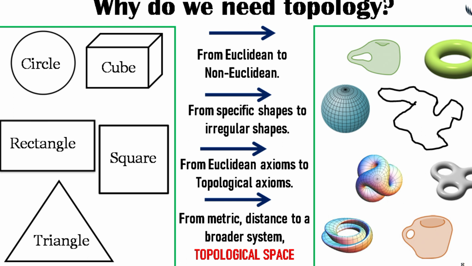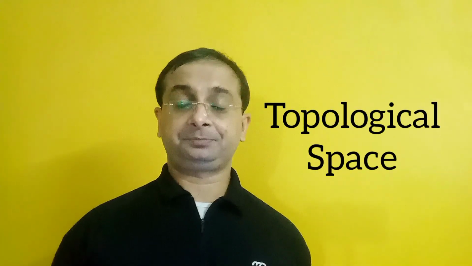So the circle, cube, rectangle, square, triangle, all these are going from the Euclidean notion to non-Euclidean. So from specific shapes, we are going to irregular shapes. From Euclidean axioms, we are moving to topological axioms. And because we are moving away from the metric system and throwing away that metric, we are finding a different kind of space. And that space cannot be a Euclidean or a Cartesian space. No, it won't be possible, because the notion of Euclidean and Cartesian space is being removed, and what we now need is what is called a topological space.